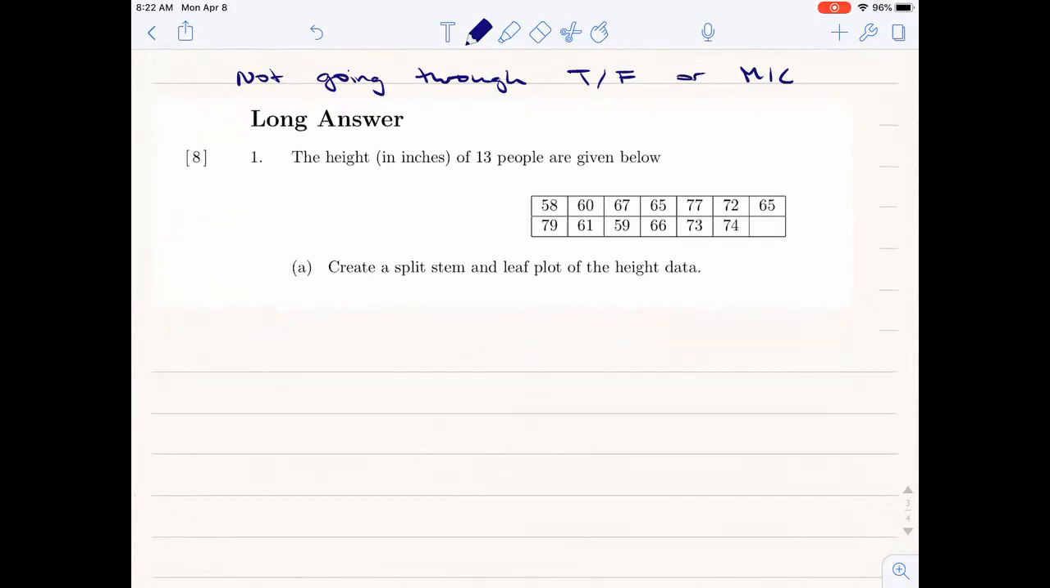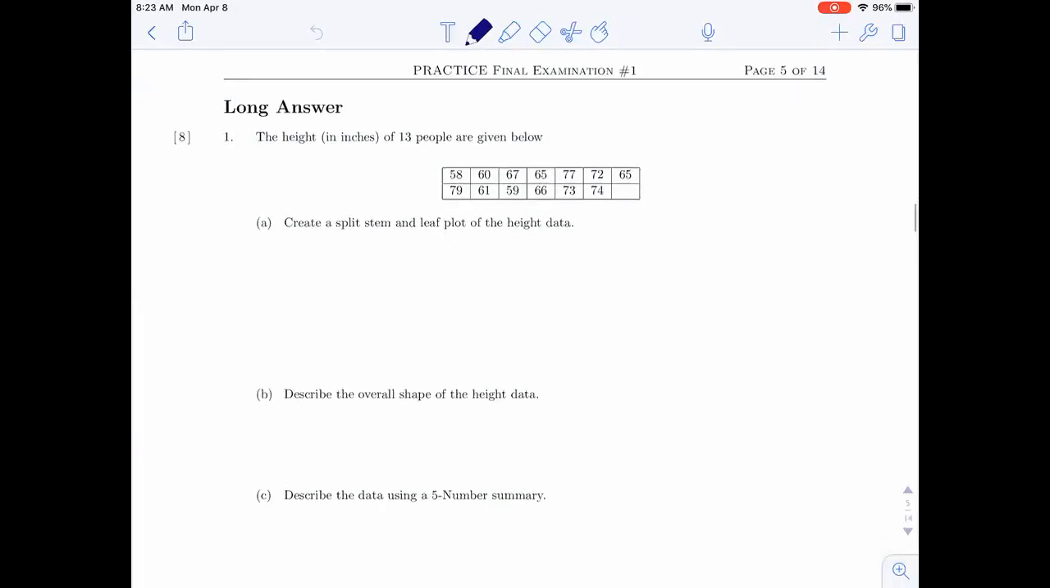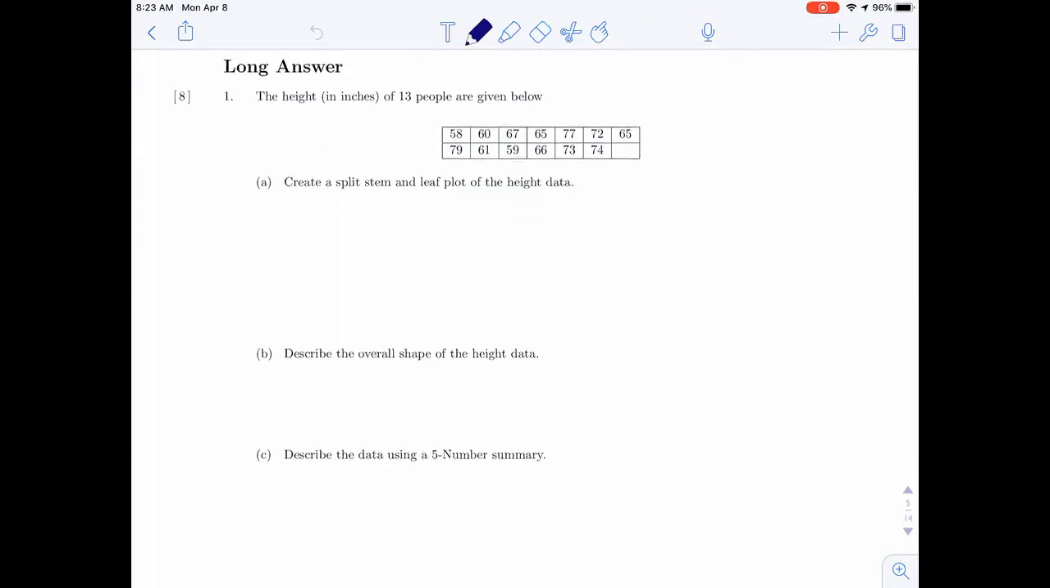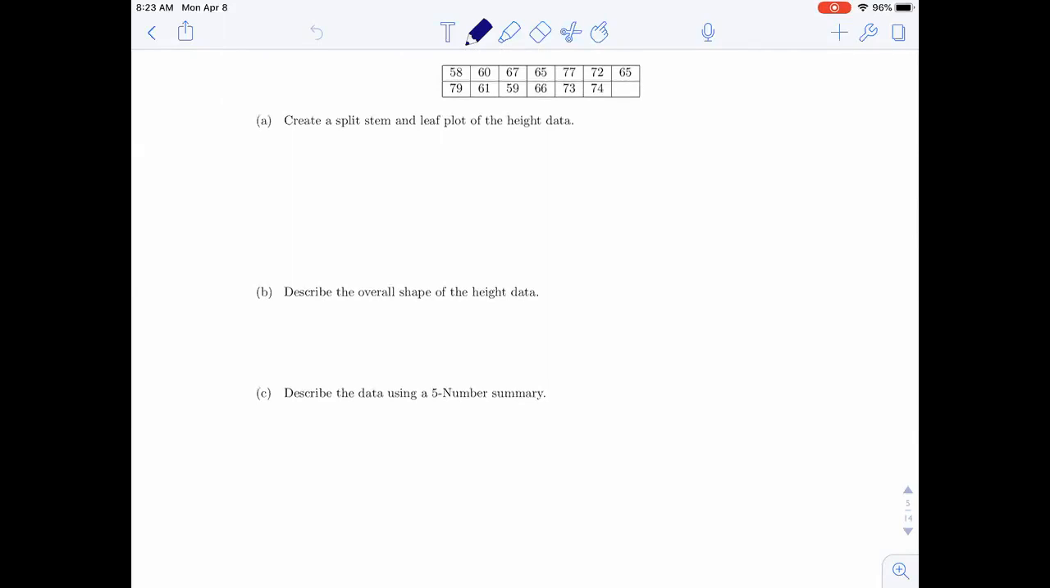But what I do want to do is just start with the long answer. So we've got 13 data points, and I guess we can flip back. You haven't seen it. First thing we're going to do is create a split stem and leaf plot, which is not something that we emphasize. It's something that we did, but I'll tell you this, it's not on the final, so we'll do it, but don't worry about it. So that's kind of a prime example of things that are in some of the practice tests, because sometimes people do it, but we don't have to worry about it.